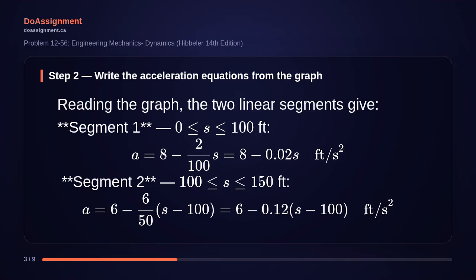From the graph, we extract two linear equations. For the first segment, from 0 to 100 feet, the acceleration equals 8 minus 0.02 times s in feet per second squared. For the second segment, from 100 to 150 feet, the acceleration equals 6 minus 0.12 times the quantity s minus 100.